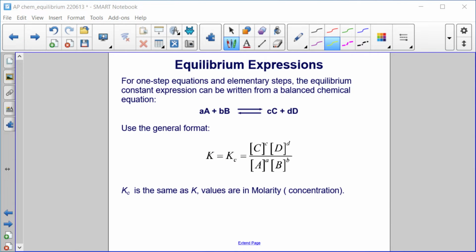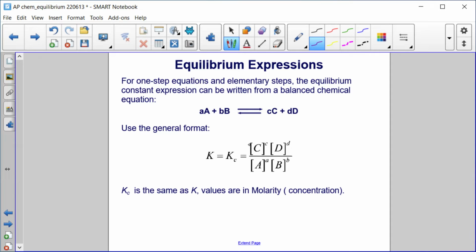Equilibrium expressions. For one-step equations and elementary steps, the equilibrium constant expression can be written from a balanced chemical equation. So if this is my forward reaction, reactants capital A and B, products capital C and D, with these lowercase stoichiometric coefficients, the general format for the equilibrium expression is the equilibrium constant K, or Kc. This c stands for molarity or concentrations.